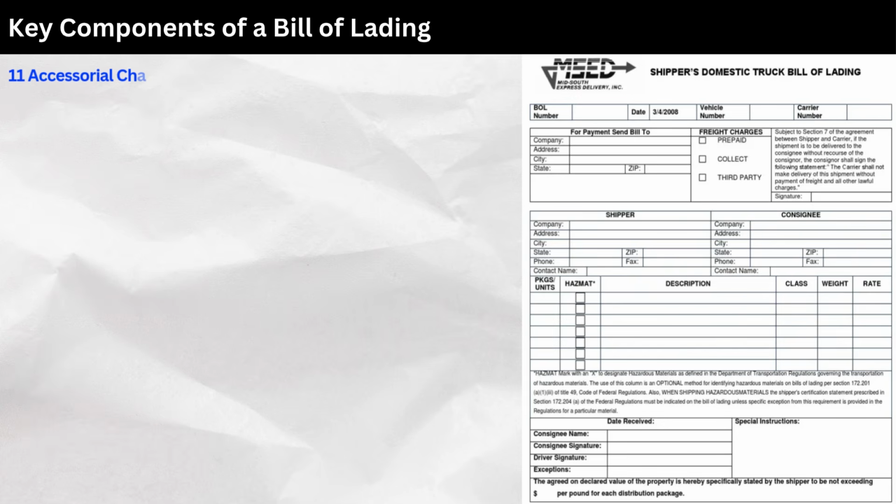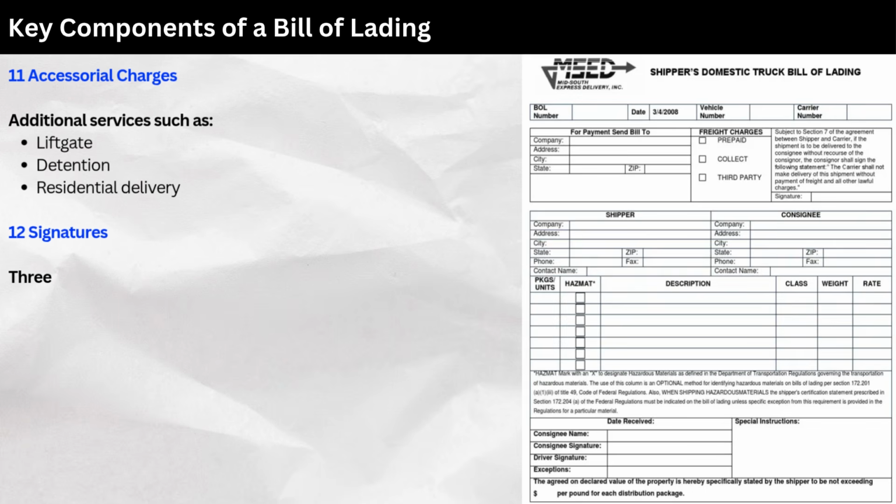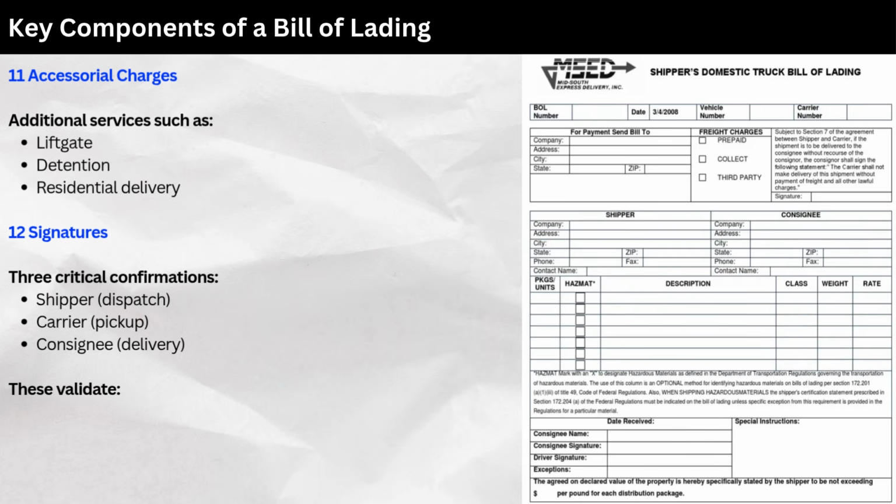11. Accessorial charges. Additional services such as liftgate, detention, residential delivery. 12. Signatures. Critical confirmations. Shipper, dispatch. Carrier, pickup. Consignee, delivery. These validate shipment condition and transfer of responsibility.